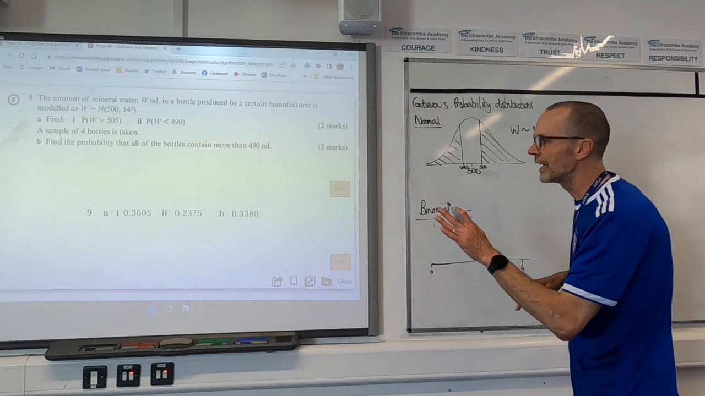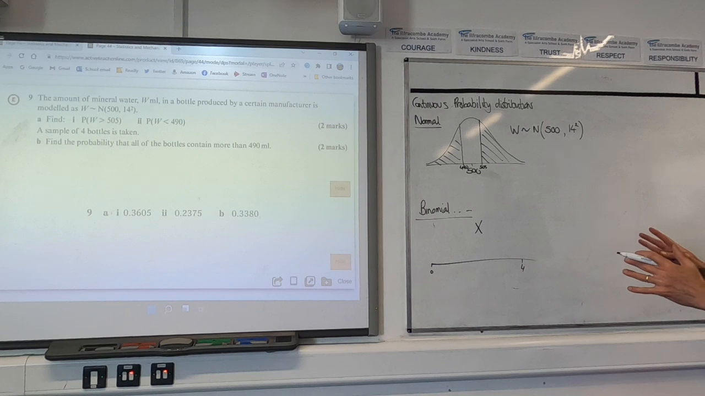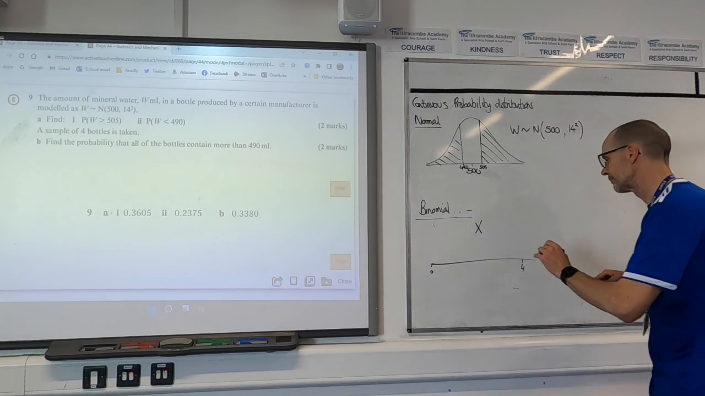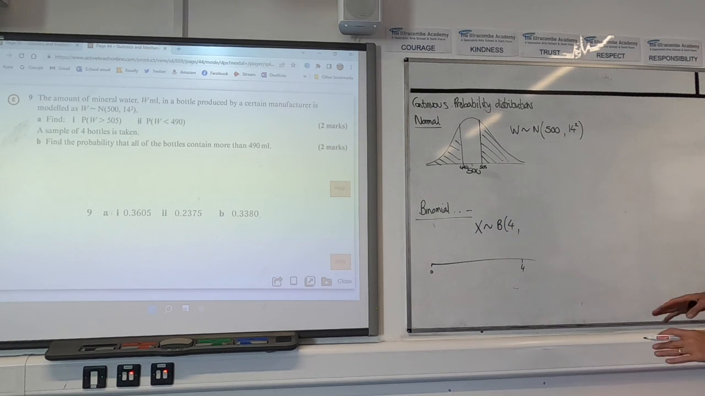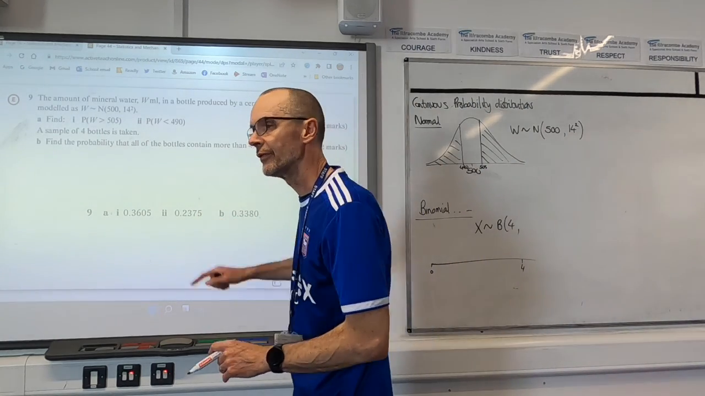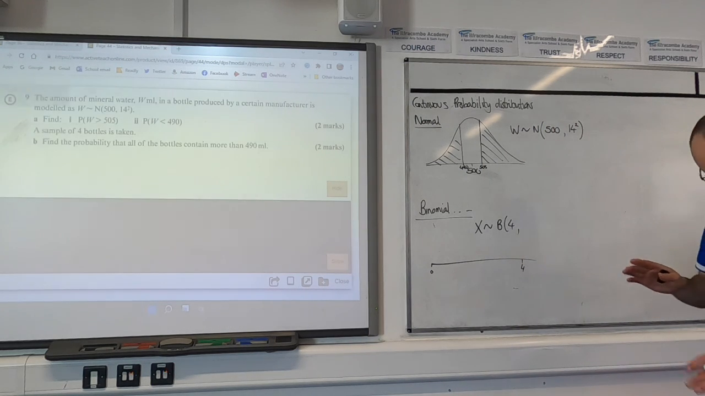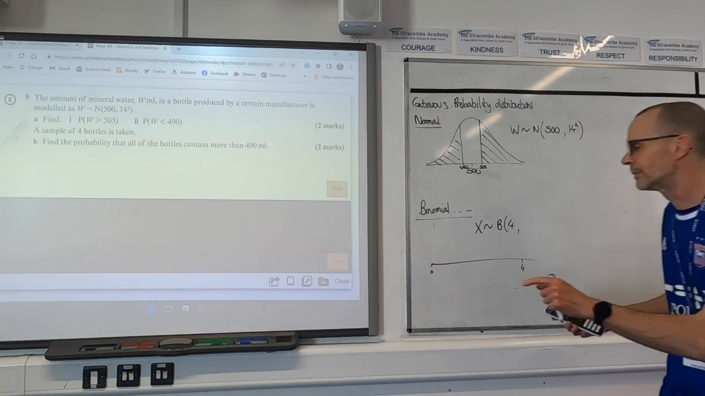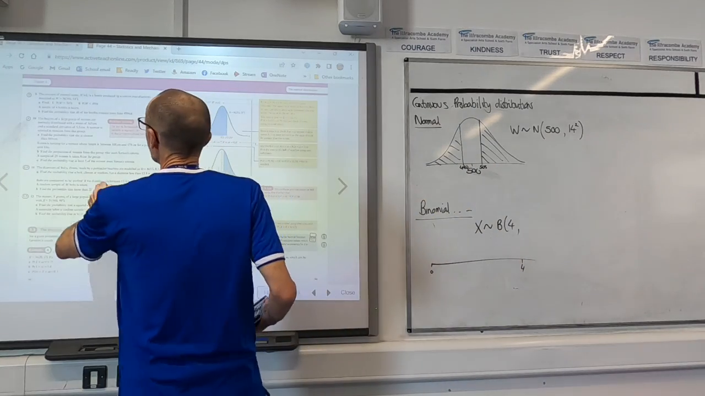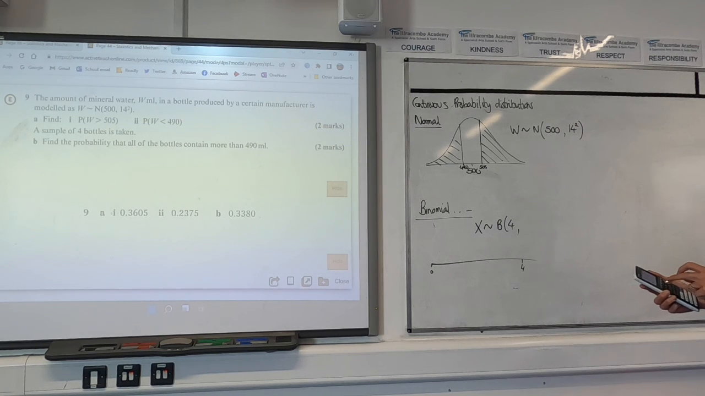So we're now saying in my sample the number of bottles which are more than 490 is this. Now hang on a minute, I don't know the probability of more than 490. I know less than 490, so it's 1 minus that. Although of course we don't actually need to do that. We could do a bit of a shortcut here, but just bear with me. I'm going to do 1 minus that to get my probability.